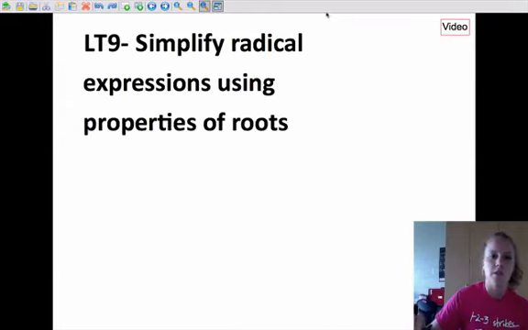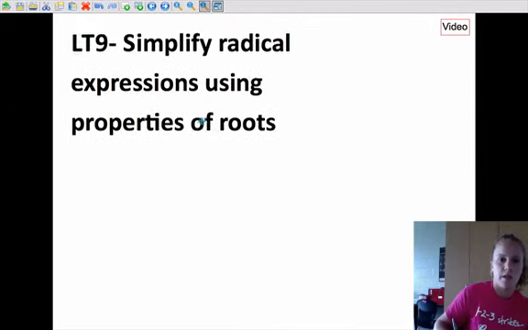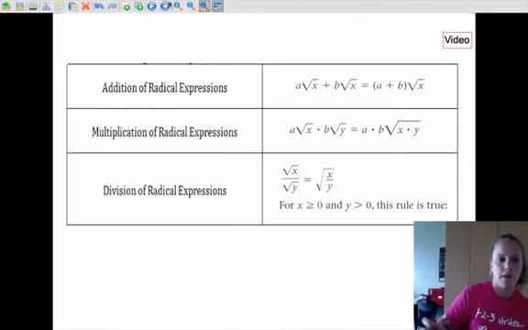Guys, this video is on learning target 9, simplify radical expressions using properties of roots. Alright, so we've already looked at some square roots. We're going to take a closer look at what you can do with them. There are 3 properties we're going to use today.